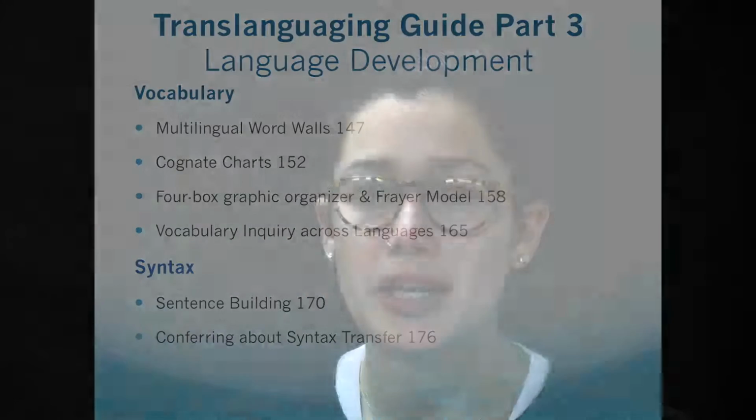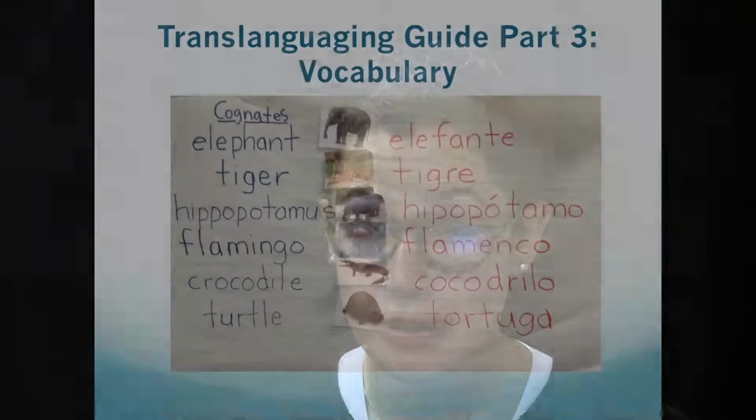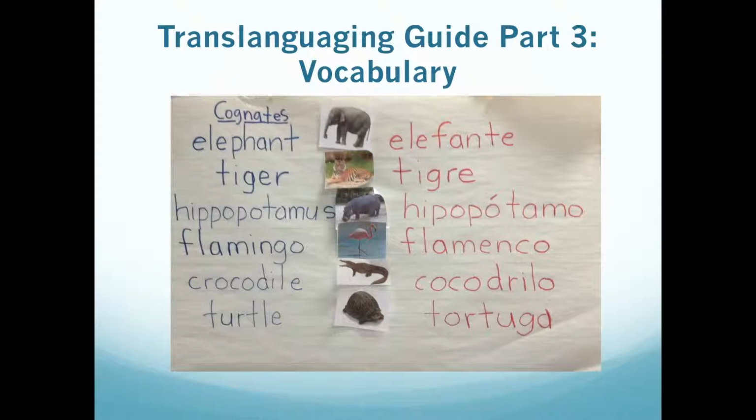The first strategies we're going to give you some examples of come from the vocabulary section, and we're going to start specifically with cognate charts. As you can see here on your screen, we have cognates for different kinds of animals in both English and Spanish. And it's not just Spanish and English that have a number of cognates. It's about finding out the languages in your classroom and seeing whether there are any shared words between the 2 languages, and then featuring those on some kind of a bulletin board or display. And here you can see there's actually the picture to go along with it as one more entry point for students learning new vocabulary.